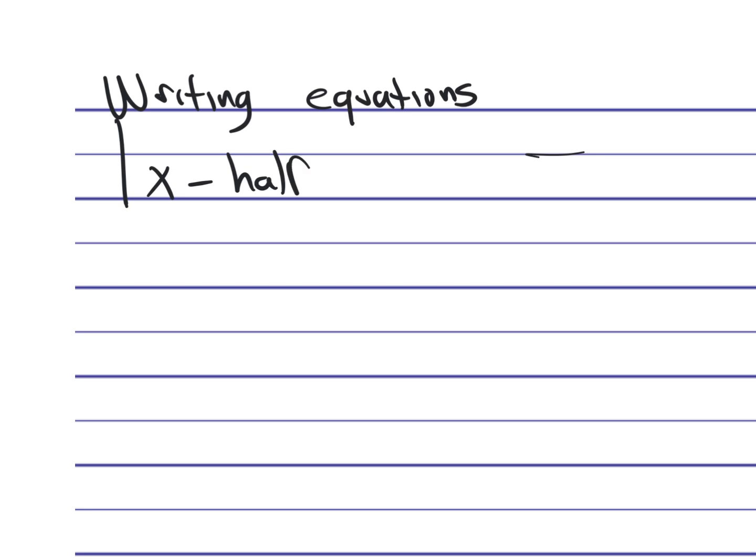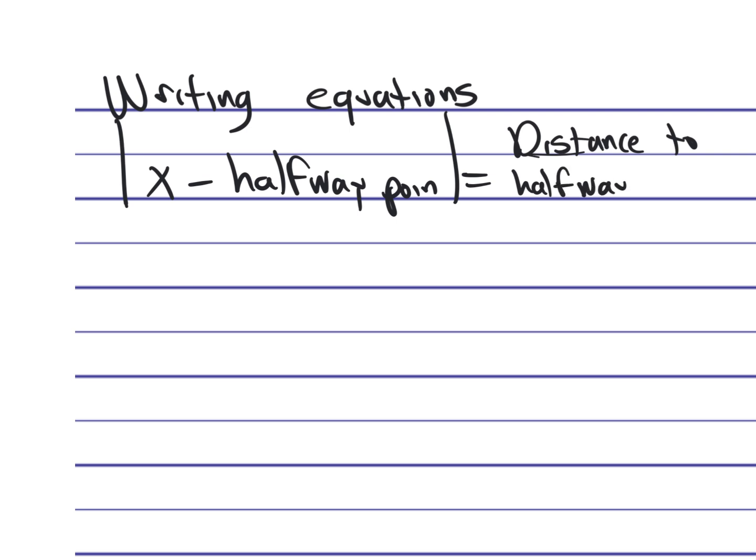I also want you to know the formula for the halfway point and the distance. So this is a very special one that we use for writing equations for distance because it's absolute value. We have absolute value of x minus the halfway point is equal to the distance to the halfway point. So what does that even mean?